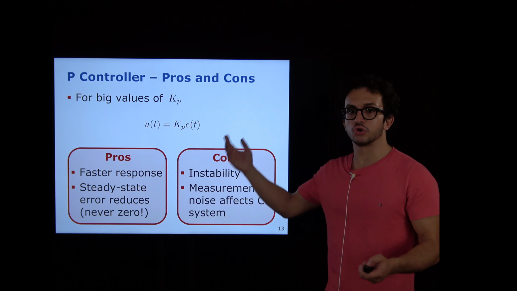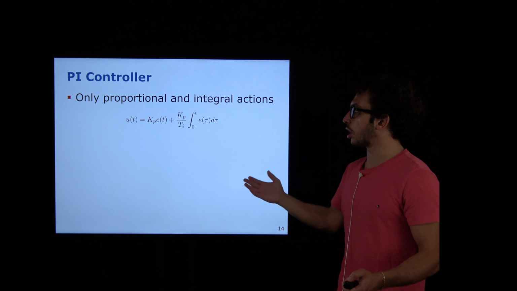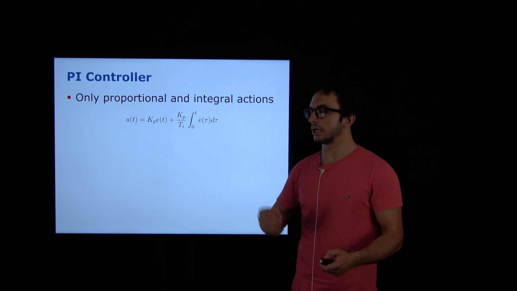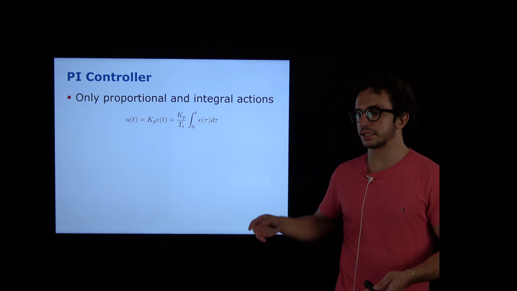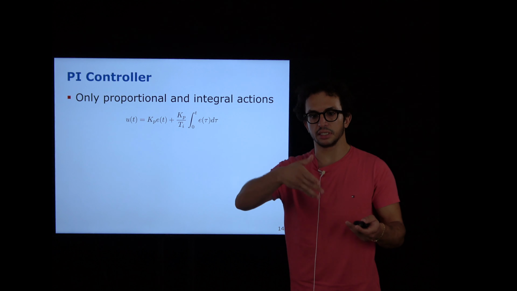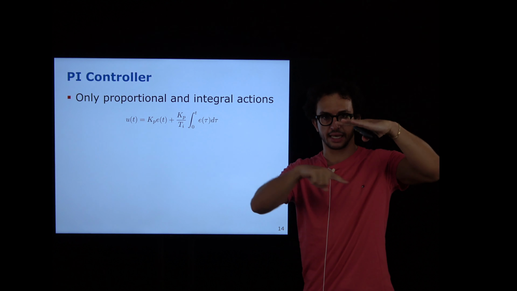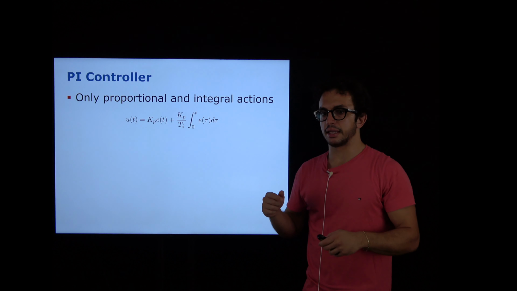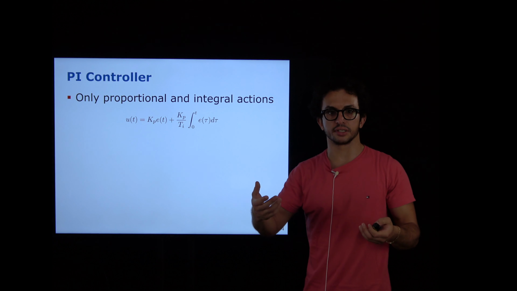Okay, so this is the P controller. It's just proportional, the simplest one. So let's have a look at something more complicated. We have the P action, the proportional action, but we now also take the integral action. The integral is basically summing the area of the error between the reference and the signal. So it's summing up that area, and it takes it into account for controlling the system.